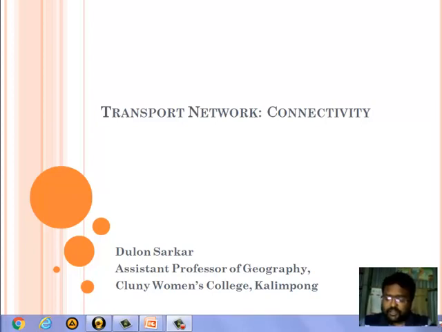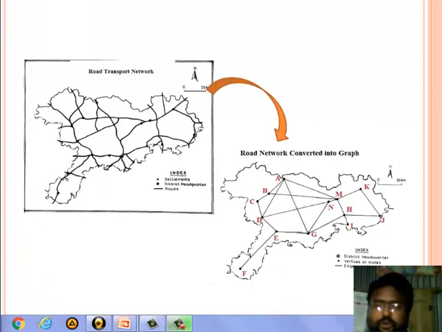The entire lecture is divided into three phases. In the first phase, I'll try to give you a fundamental idea of transport network. The second phase is designed to give you some basic ideas related to graph theory. In the third phase, the connectivity measures of transport network will be demonstrated. So let's start. First of all, we'll be talking about transport network.